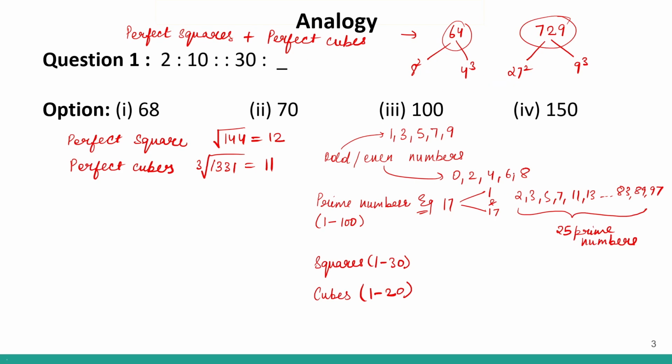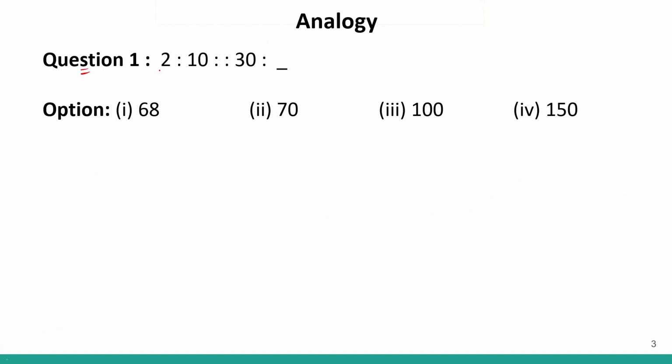So this much information you should retain in order to solve analogy questions, specifically number analogy questions, in an efficient manner. So let us start with question number 1. Question number 1 is 2 : 10 :: 30 : ?, and we have to find the missing term.